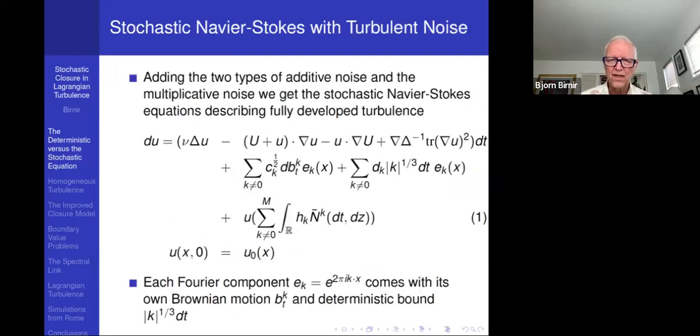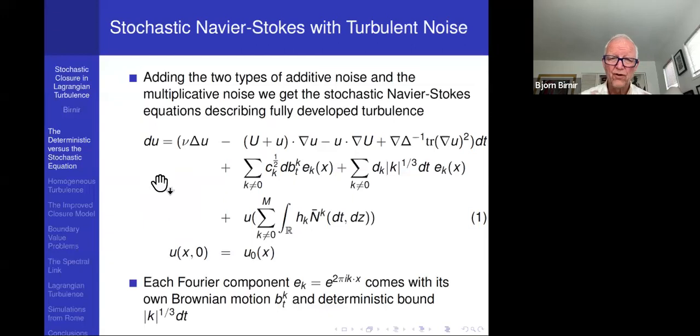And here is our proposal for what it should look like. This is the equation now for the small scales. It has a contribution from the large scale velocity, but you can see that I've written it as a stochastic PDE now, and there are three terms in the noise. The first two terms are additive noise, and the third one is multiplicative noise.